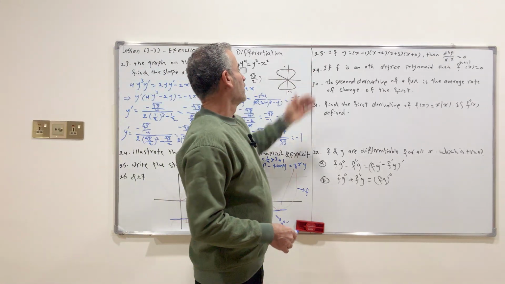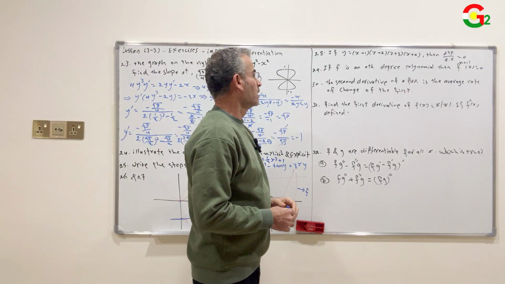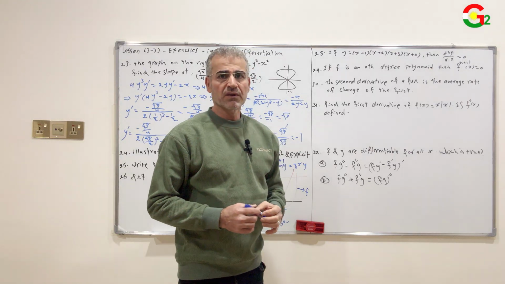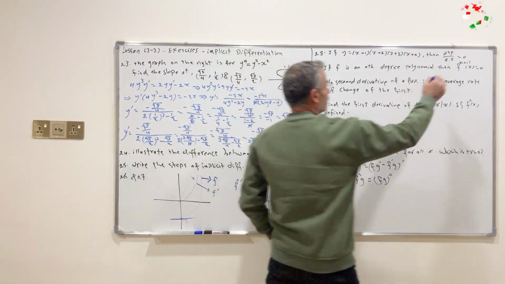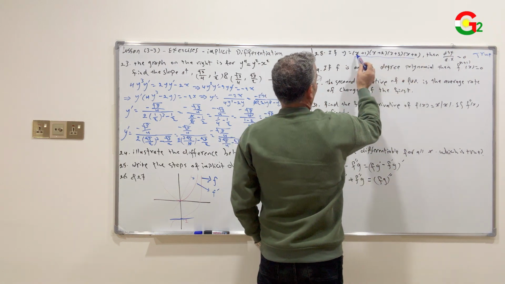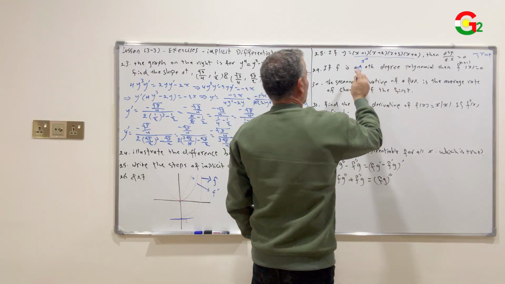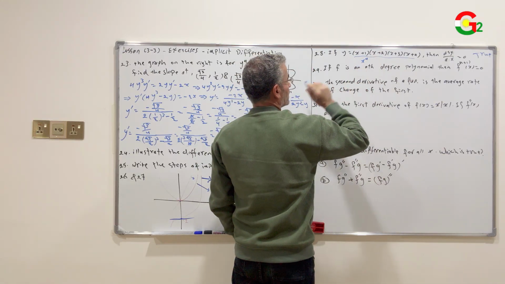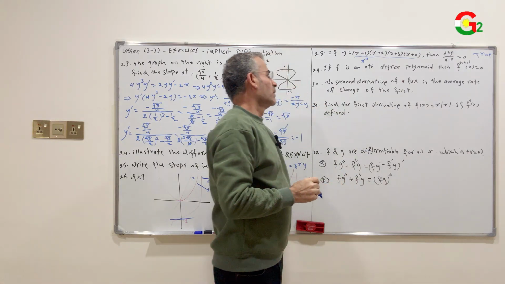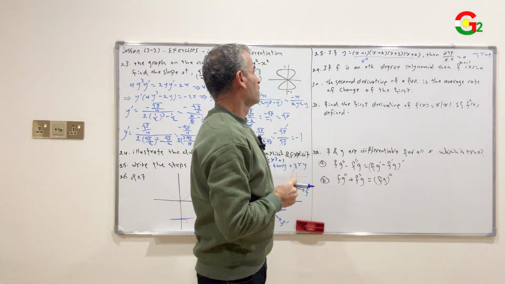For questions 28 to 30, answer true or false. If y equals (x+1)(x+2)(x+3)(x+4), then the fifth derivative of this function is 0. It is true, since this function is a polynomial of degree 4, then the fifth derivative is 0, since the fourth derivative of this function is constant.